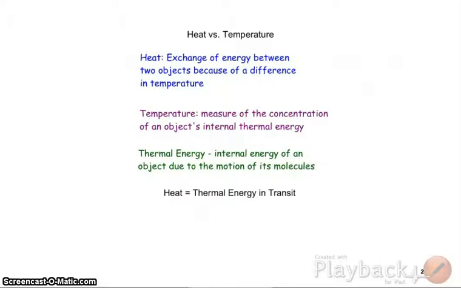So the molecules are moving around, kinetic energy. Now, temperature is the measure of the concentration of the object's internal thermal energy. So how much thermal energy it has gives you its temperature. And heat is the exchange of that energy.